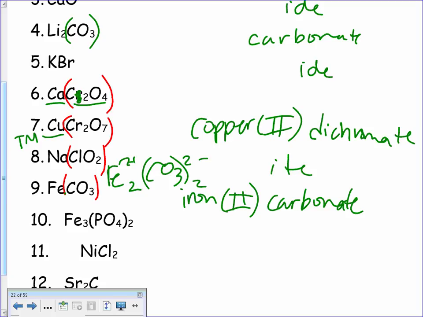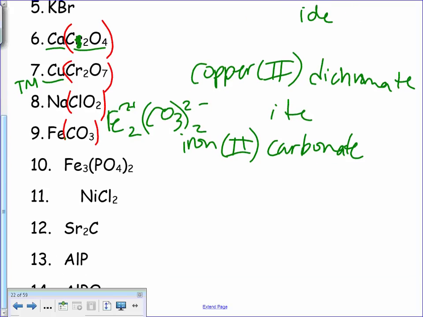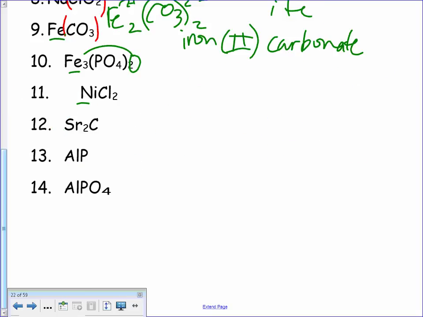Again, 10. Iron 2 phosphate. And that one's easy to see because the 2's like, hey, I'm right here. There you go. So iron 2 phosphate. 11. Nickel 2 chloride. So we had a lot of transition metals right here in a row. That's why you indicate their charge. 12. Strontium carbide. Ide ending. It's just simply one symbol, one element.